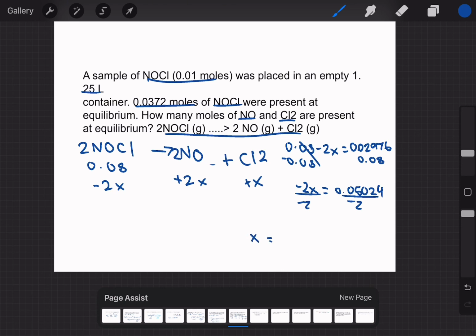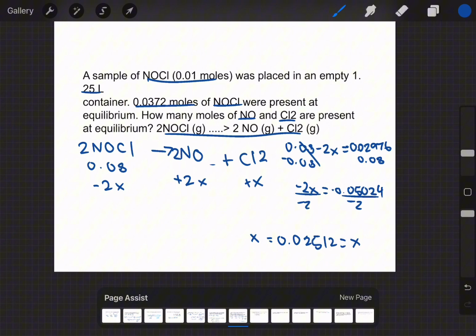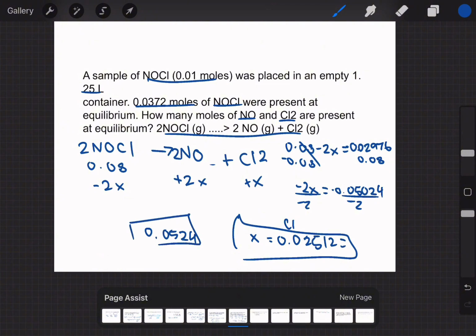From there, we're just going to divide both sides by negative 2. And that should give you x equals 0.0215. Sorry, 0.02512. Yeah, that's your x. That's for Cl2. But also once again, we're trying to find NOCl. Oh, how many moles of NO and Cl2? So as you can see, 2NO is just 2x. So you're just gonna multiply 0.02512 by 2 to get NO.